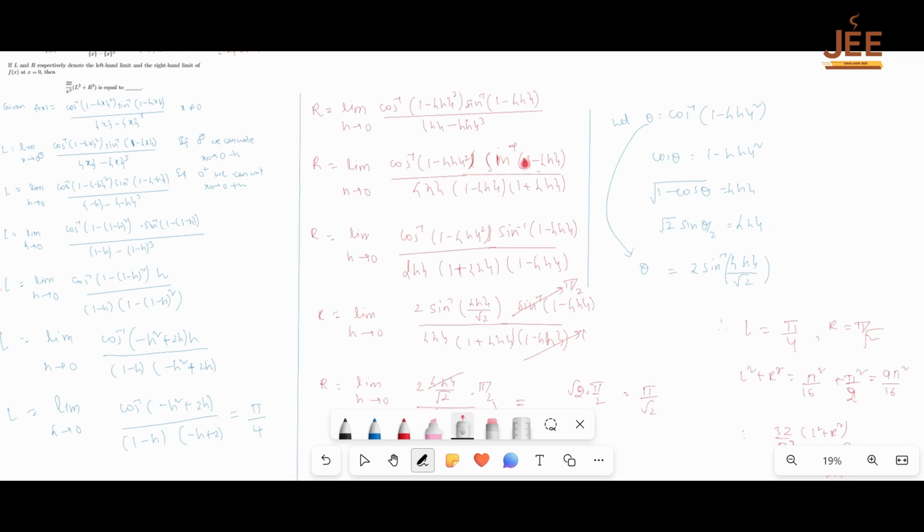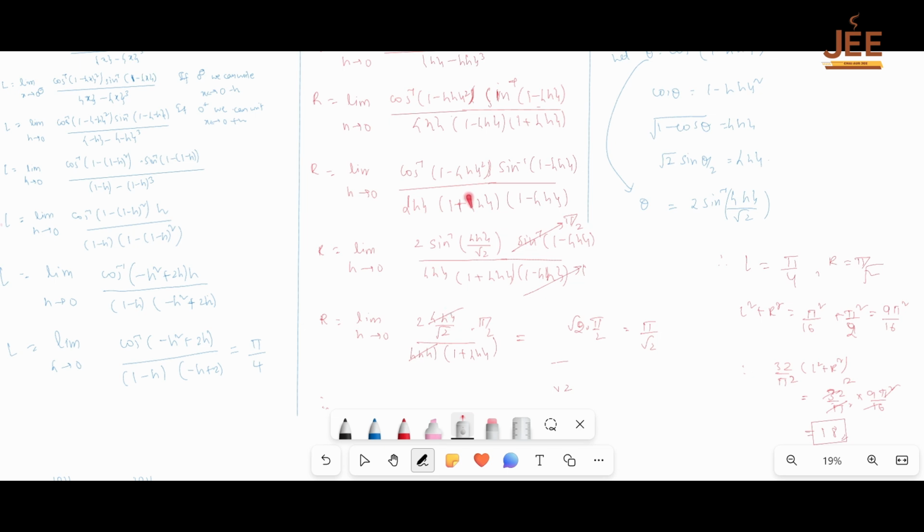And here we cannot write it as 1 minus fractional part of h, because this is not equal to 0, this is equal to 1, and the value is pi by 2. For simplifying this, I took this as theta. You can see the simplification process here. Theta equals cos inverse of 1 minus fractional part of h, whole square, and after further calculation we'll get theta as 2 sin inverse of fractional part of h upon root 2. And here theta is also equal to cos inverse of 1 minus fractional part of h whole square. This means these both are equal, and I substituted this value in the expression and further calculated it.